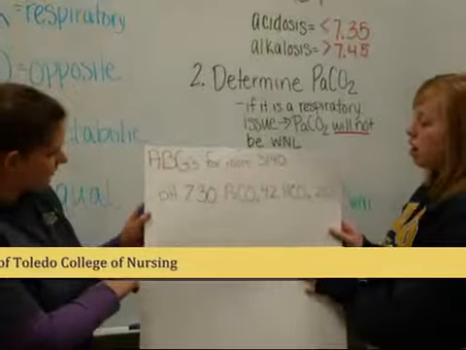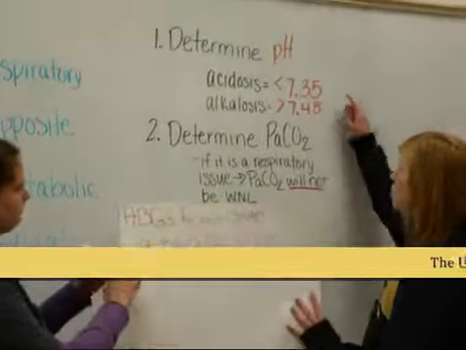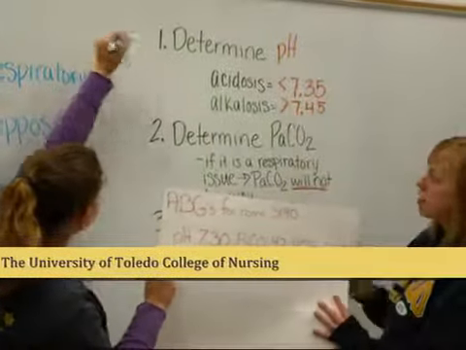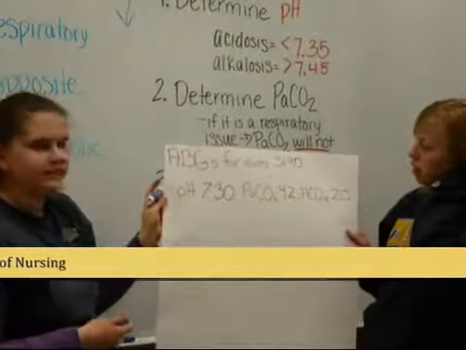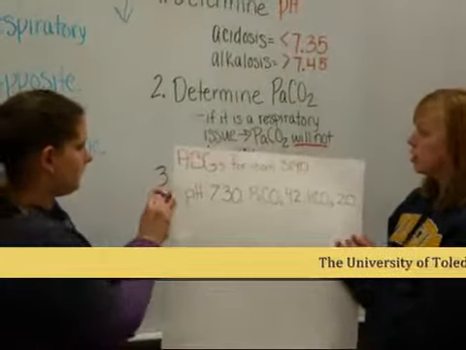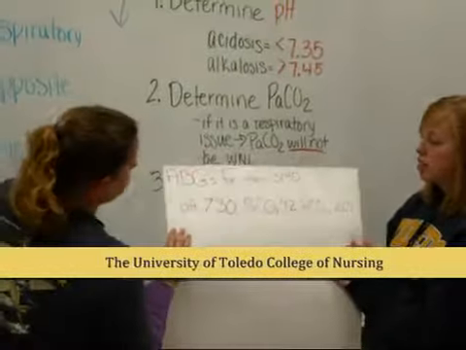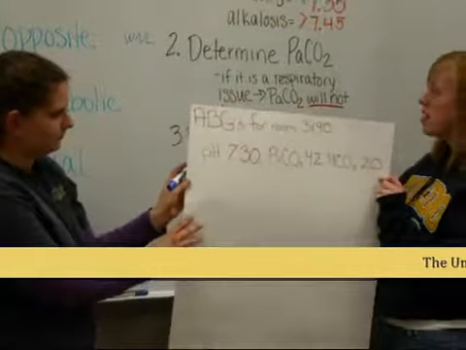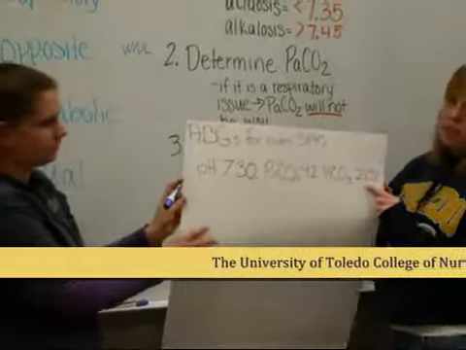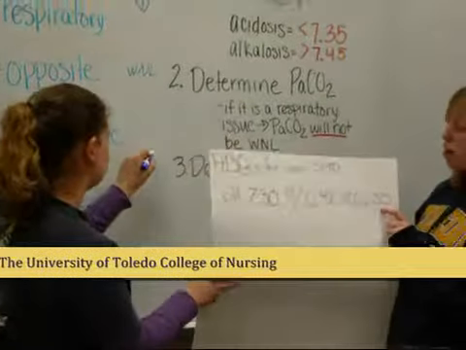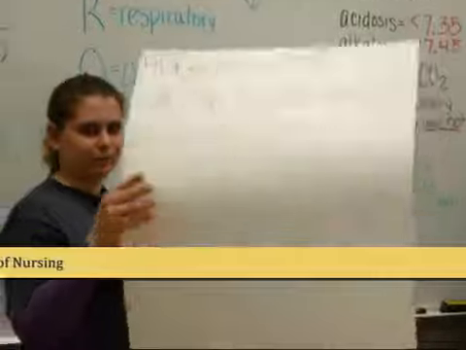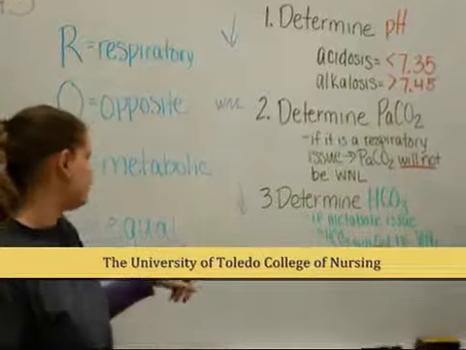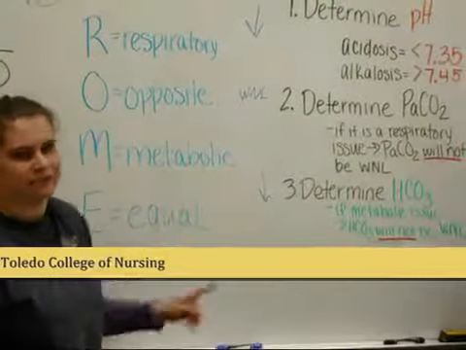This patient's pH is 7.30. You can see that it's less than 7.35, which means it's acidotic. The PaCO2 is 42. We know that is within the normal limit. Then you look at your bicarb, and since it's not a respiratory issue, and 22 to 26 is normal bicarb, it is a metabolic issue. Like I said with ROME, you can see with the arrows, this one goes down, this one's down, so they're equal, which means it's a metabolic issue.